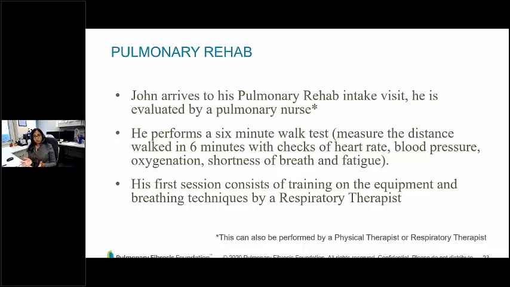So John performs a 6-minute walk test, measuring the distance he can walk in 6 minutes, with checking of the heart rate, blood pressure, oxygenation, and then symptom scores for shortness of breath and fatigue. His first session, when he goes back after the intake visit, consists of training on the equipment and a discussion of breathing techniques by the respiratory therapist. So this team has a pulmonary rehab nurse, a respiratory therapist, and there may also be a physical therapist involved.